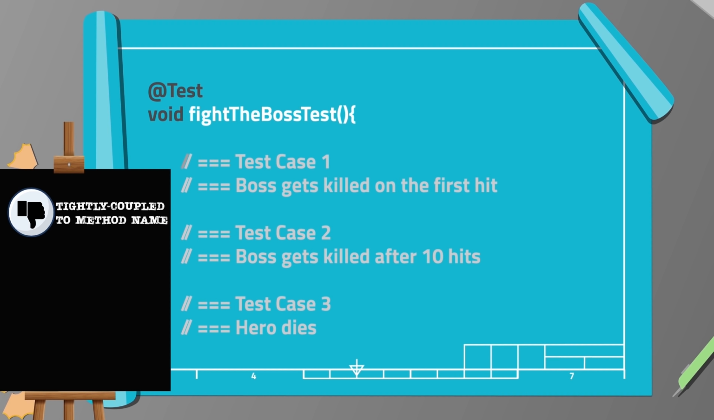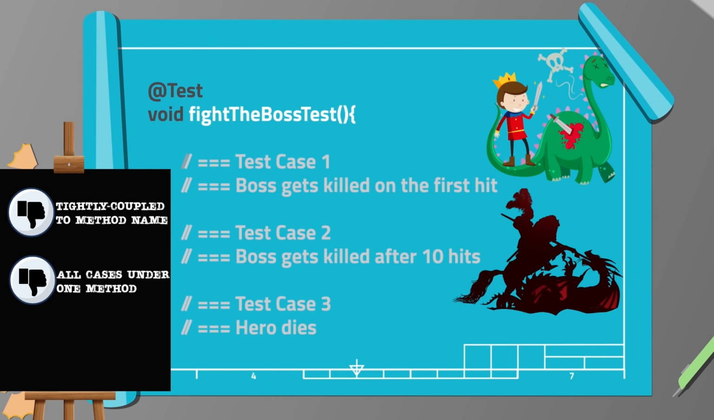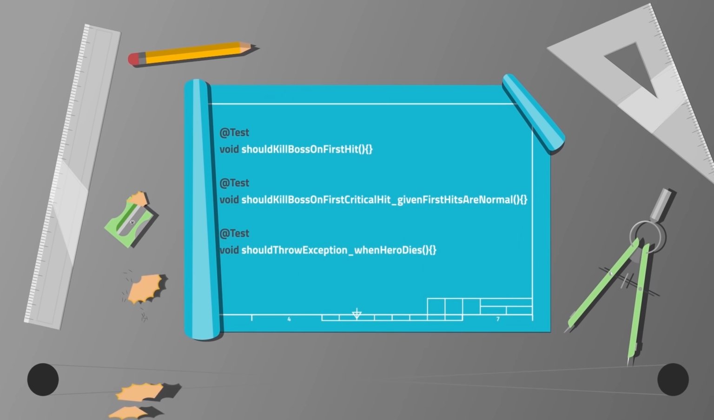Going further, someone has packed all the possible test scenarios under this one method. The killing of the boss in one hit, a longer, tougher battle, and also the defeat of the hero itself. Imagine that the original method will be extended considerably. Then our test method would get bloated to hundreds or even thousands of lines. This would make it unreadable and unmaintainable. Let's see how things should be done.